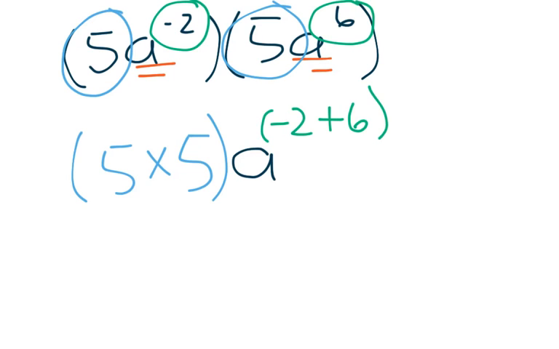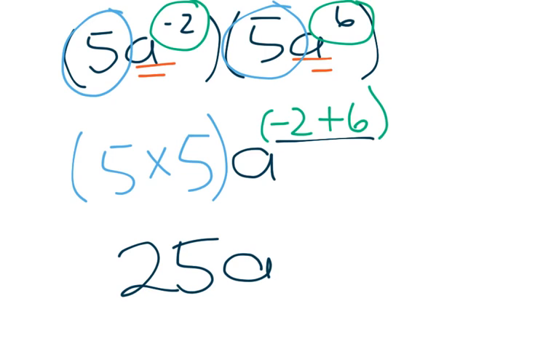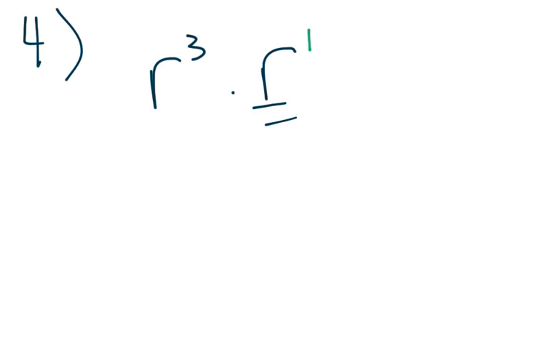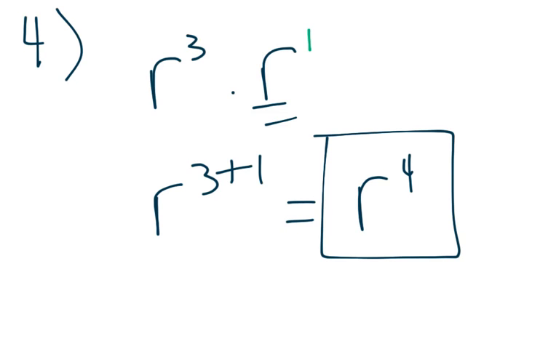Okay, so our final answer is going to be 5 times 5, which is 25, a, and negative 2 plus 6, that's the same as 6 minus 2, and that is 4. So we have 25a to the 4th power, and that is number 1. Number 4, we have r to the 3rd times r. Anytime you just see a letter or a number and there's no exponent, the invisible exponent is 1. So it isn't going to be r to the 3rd, it's going to be r to the 3 plus 1, and that is r to the 4th. And that is your answer for number 4.